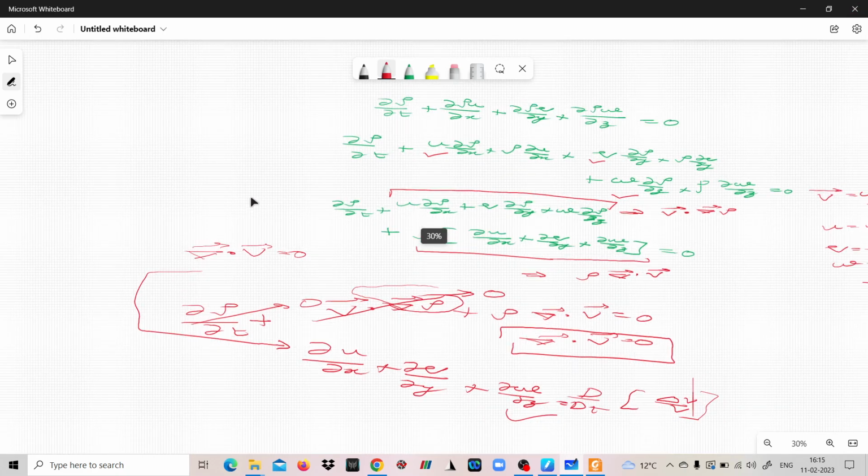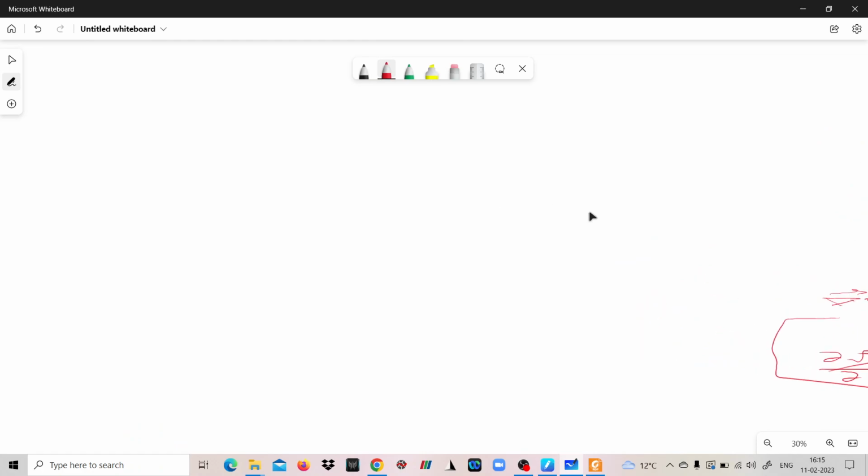Now after this, the second concept that is of utmost importance for today's live session is the concept of a stream function and the concept of a potential function. So what is a stream function and what is a potential function? First of all, let us see what a potential function is.